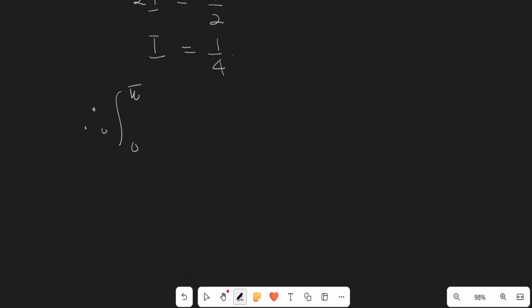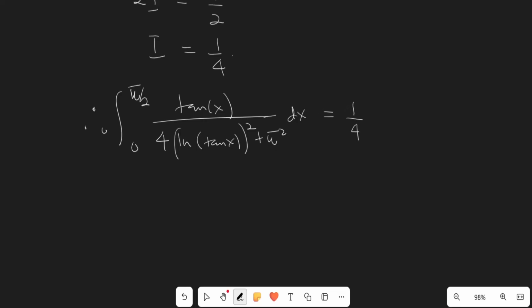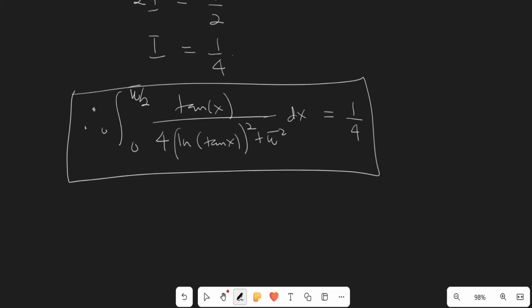So which is the integral from 0 to pi over 2 of tan of x all over 4 natural logarithm of tan of x, all this squared, plus pi squared, dx. This evaluates nicely to 1 over 4. So that is the value of this integral.